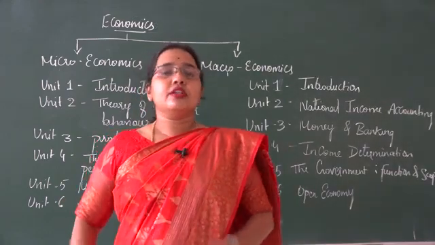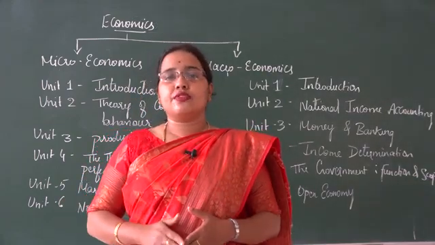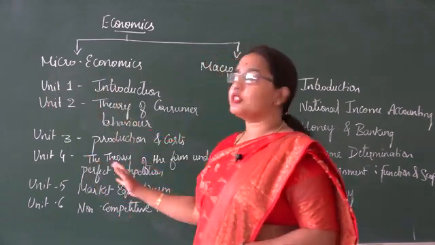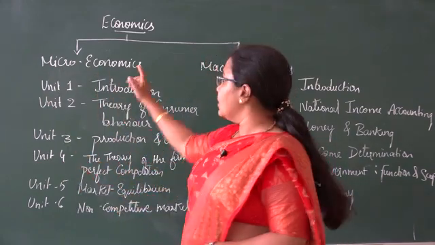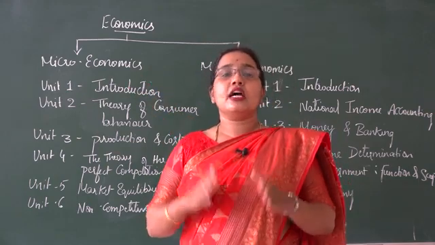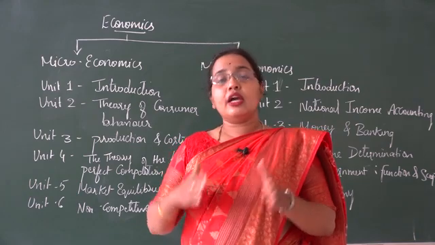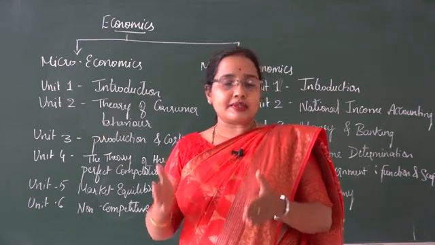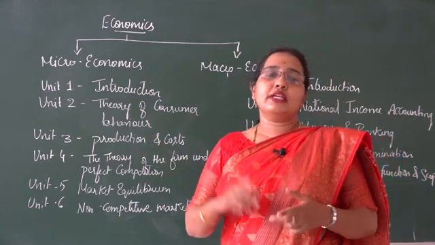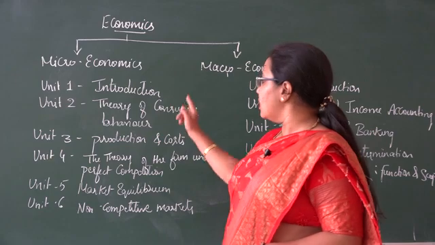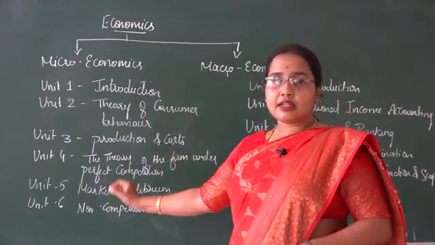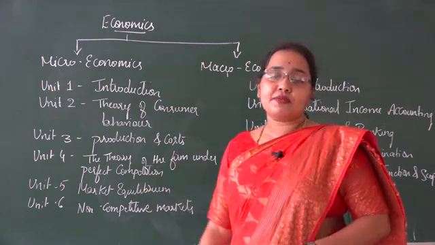As I told you, your whole syllabus has been divided into two different sections. The first section is microeconomics, which consists of 6 units, which I have already written on the board. Unit 1 deals with introduction. It gives you a detailed introduction not only to microeconomics, but also tells you what economics means. As well, you will have to learn about the theory of consumer behavior, production and cost, the theory of the firm under perfect competition, market equilibrium, and non-competitive market.